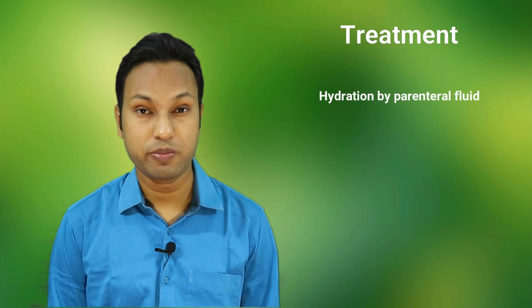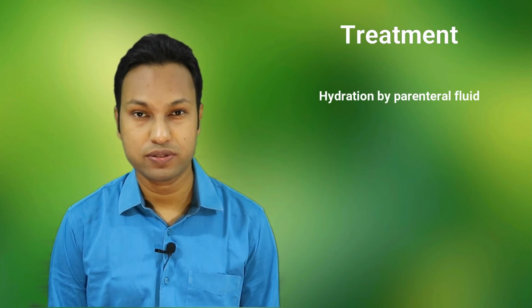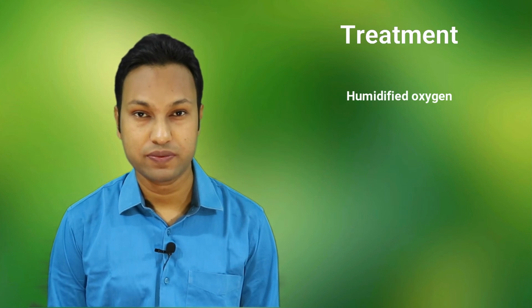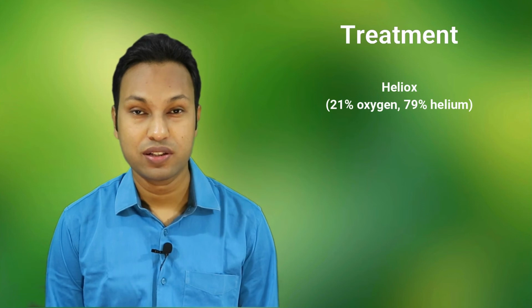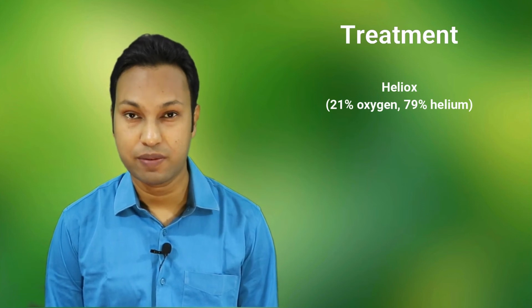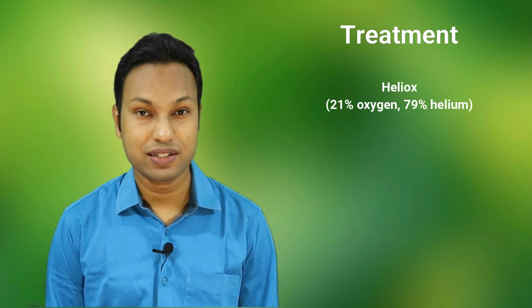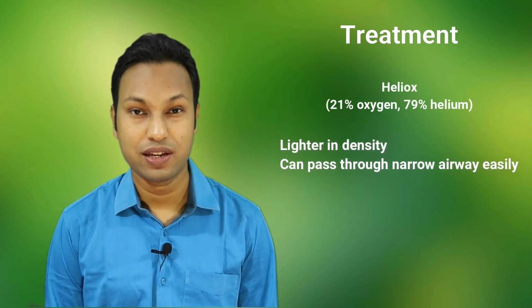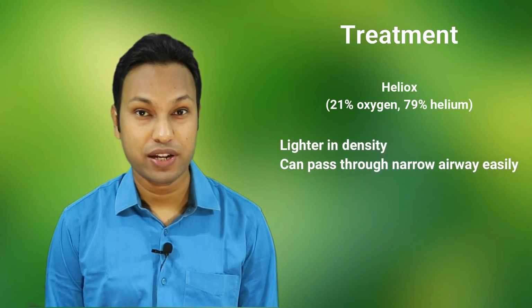Adequate hydration should be maintained with parenteral fluid. The patient may require humidified oxygen supplementation. Sometimes a mixture called Heliox is used. In Heliox, there is 21% oxygen and 79% helium. Heliox has lighter gaseous density than oxygen, which allows its easy flow through the narrowed airway.